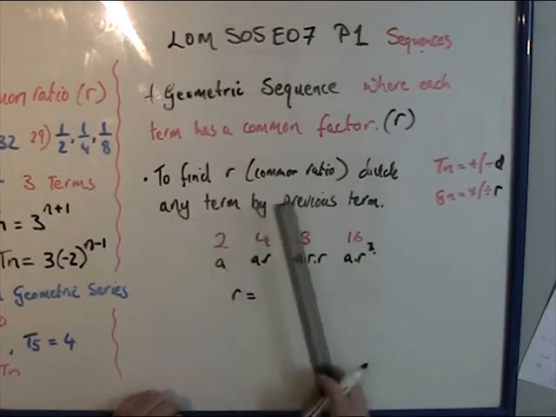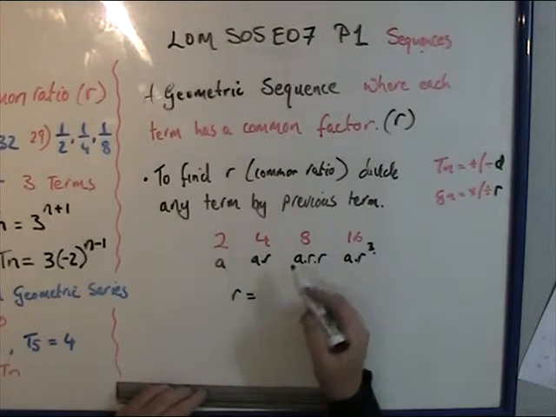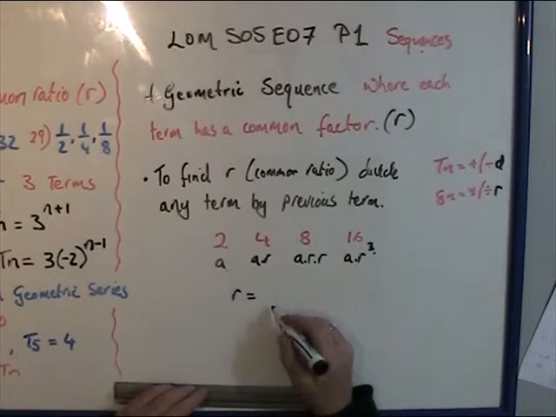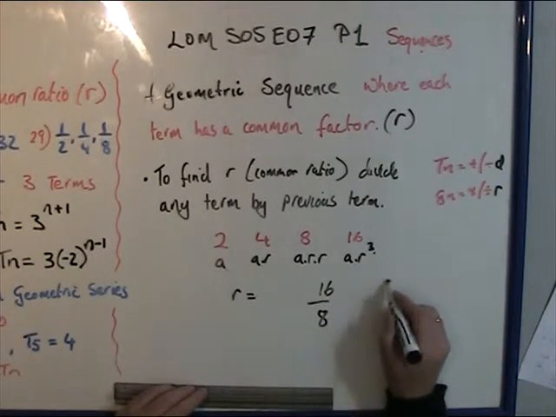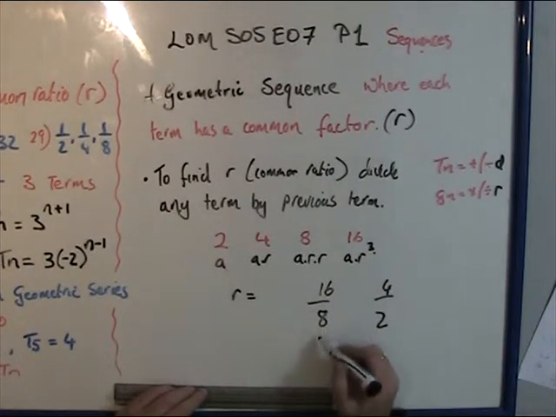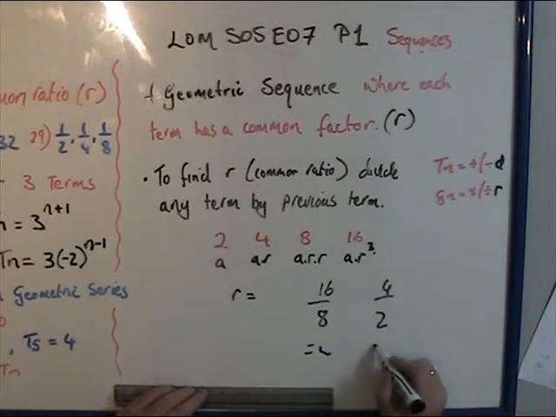You divide any term by the previous term to find it. So 16 over 8 or 4 over 2. 16 over 8 is equal to 2. 4 over 2 is equal to 2. So there you can see it.